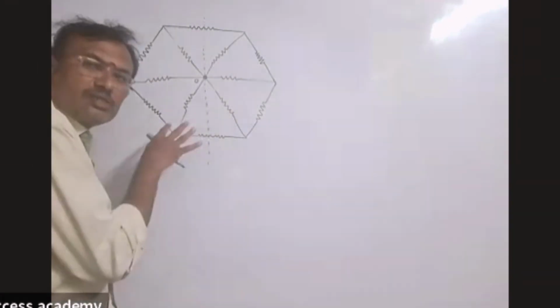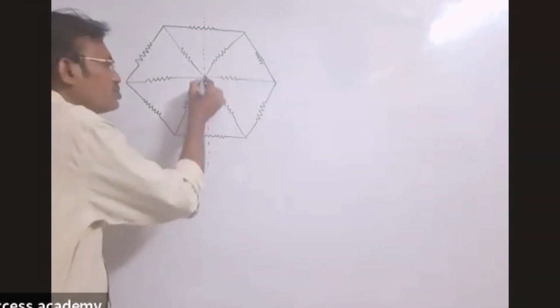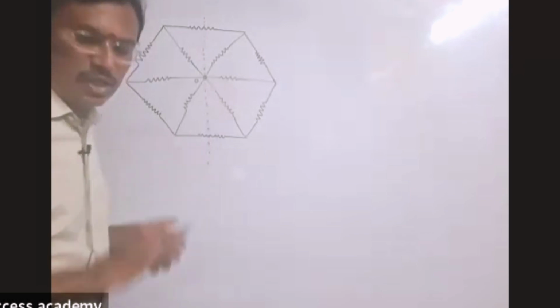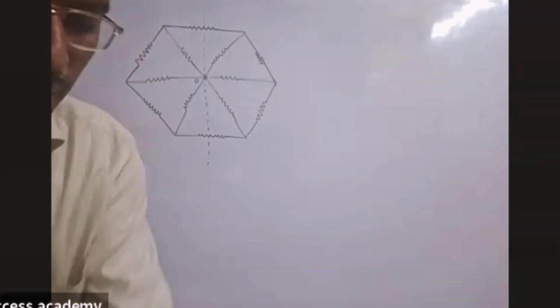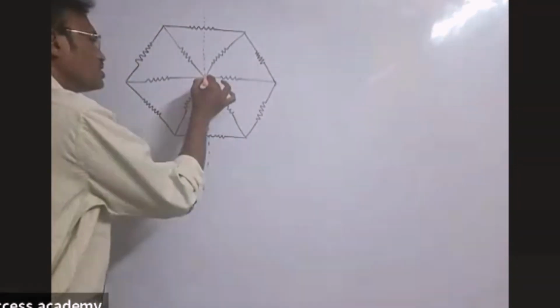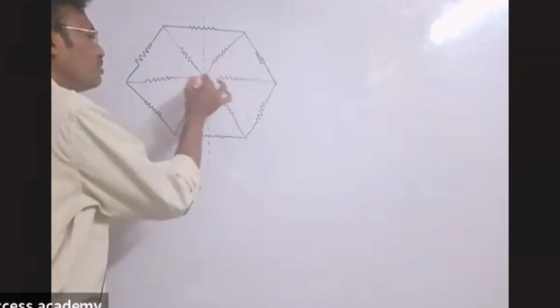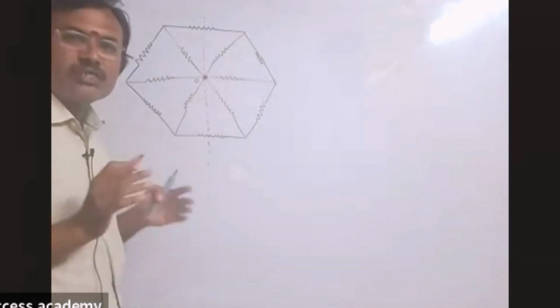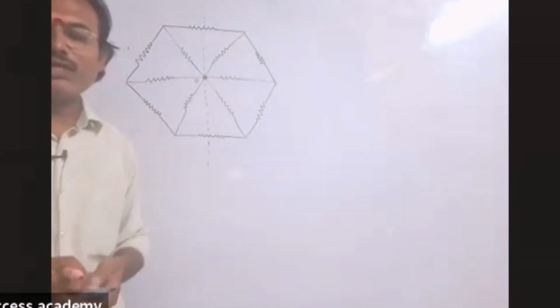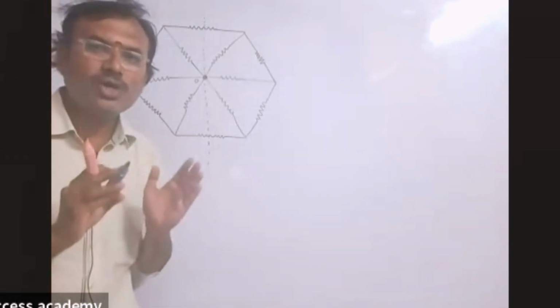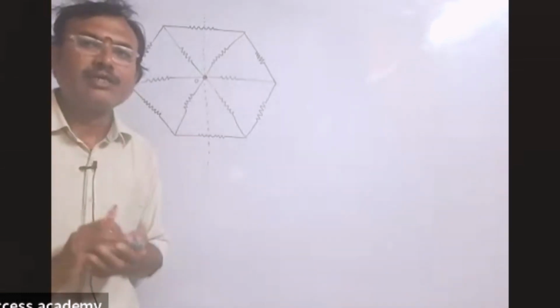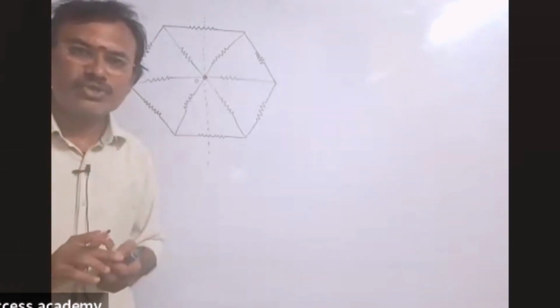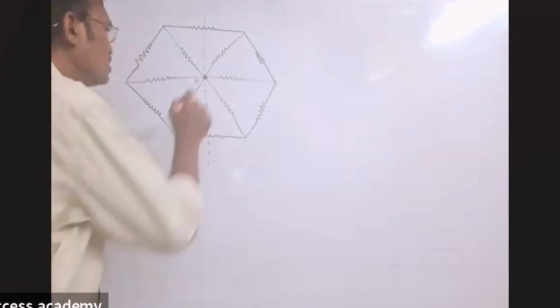In this circuit, it seems to be a junction. Observe carefully, it seems to be a junction, but that's not a junction. What is the meaning of junction? A junction is where many electronic components are gathered. That is called a junction. So this is not actually a junction.